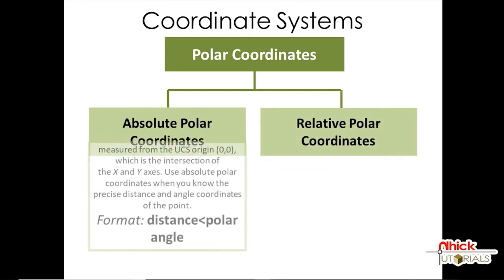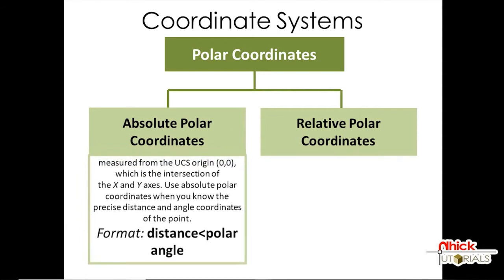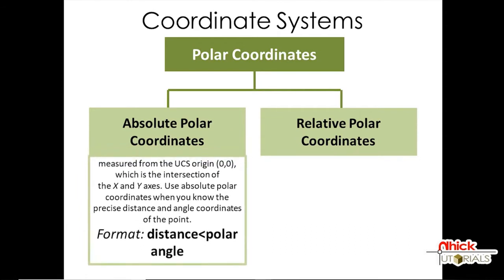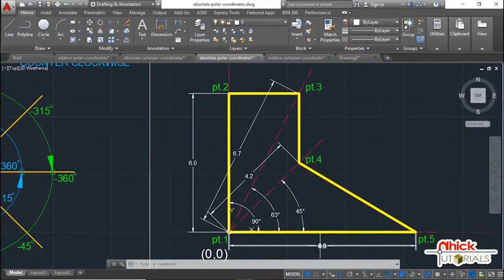Absolute polar coordinates are measured from the UCS origin 0, 0, which is the intersection of the X and Y axis. Use absolute polar coordinates when you know the precise distance and angle coordinates of the point. Naipresenta sa halimbawang ito ang kailangan alalahanin natin sa paglapat ng mga points sa ating work plane. Type the distance less than polar angle as format in plotting the points. We need to consider the distances of the points from the origin and its angle.